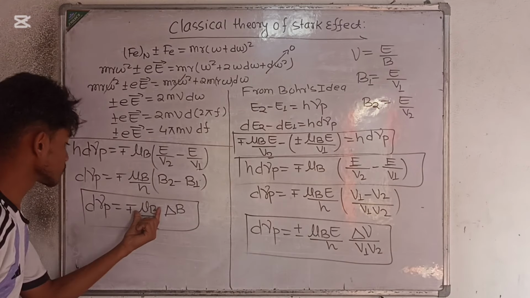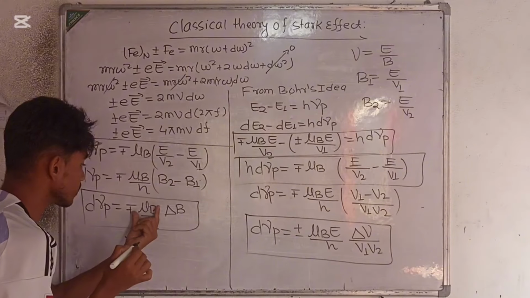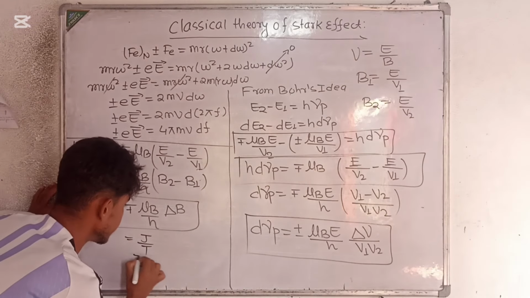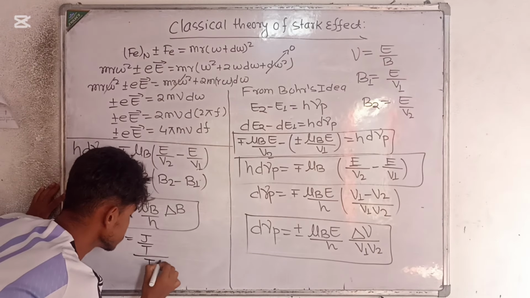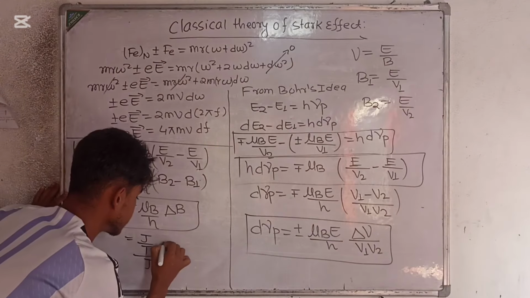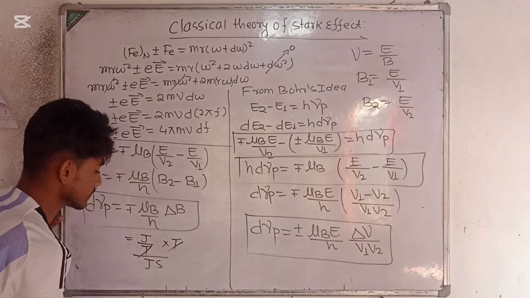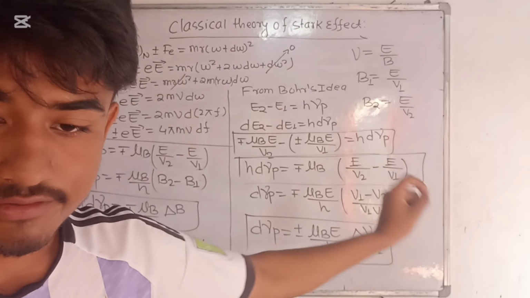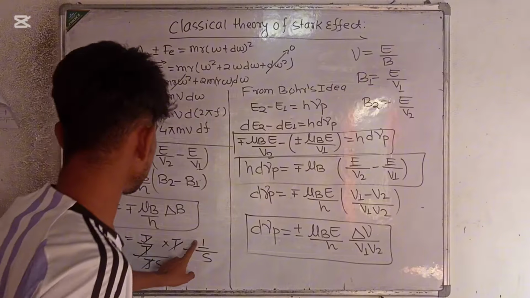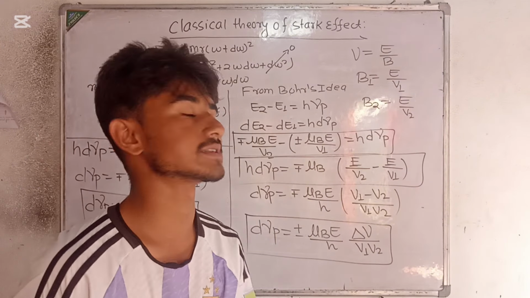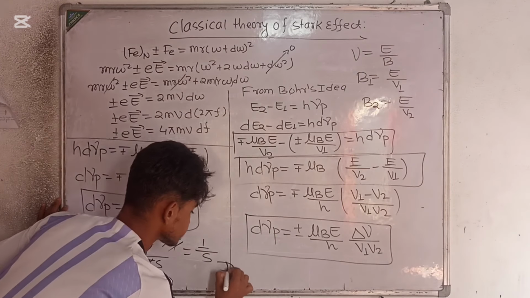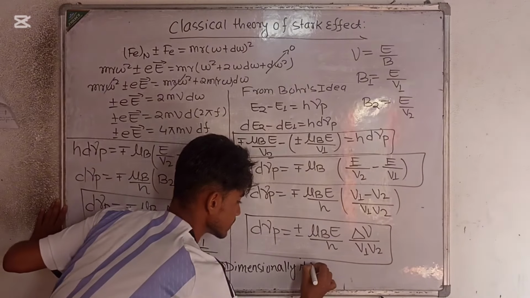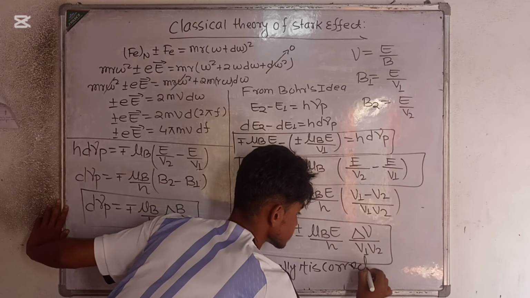You can ask myself. So the unit of Bohr's magneton is joule per Tesla, right? And Planck's constant is joule second, and the magnetic field is nothing but Tesla. So the Tesla will cancel out, the joules will cancel out, and you will end up getting 1 upon second. And this is the frequency. 1 upon time period is nothing but the frequency. So dimensionally it is correct. So this was my idea.